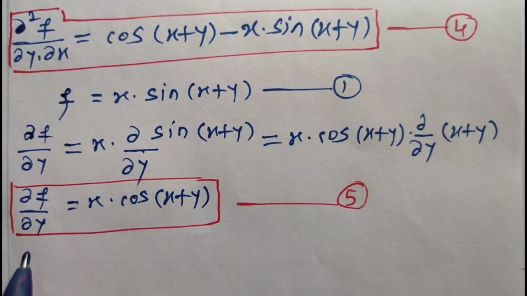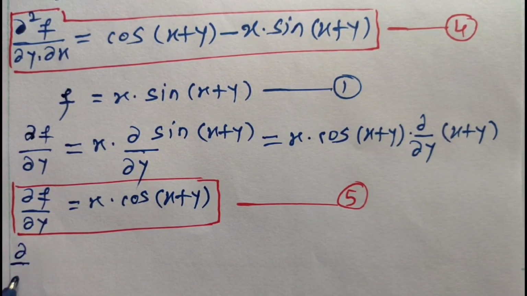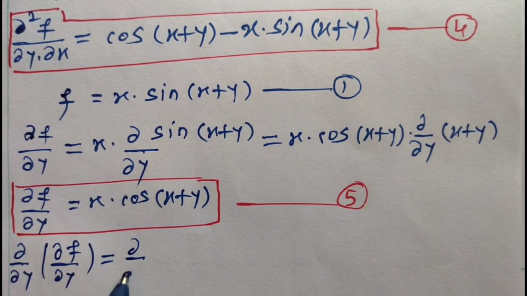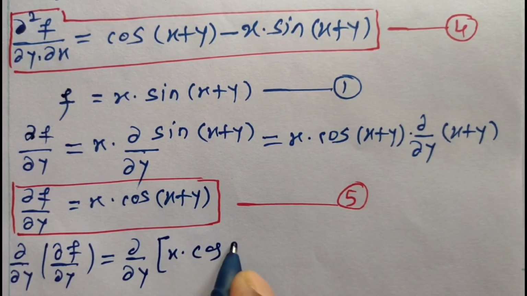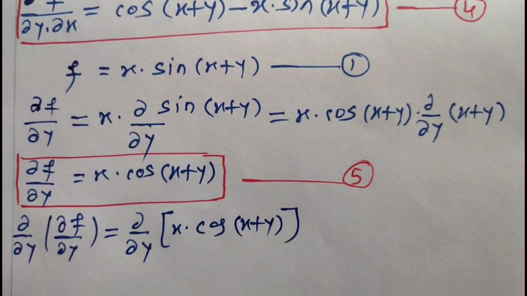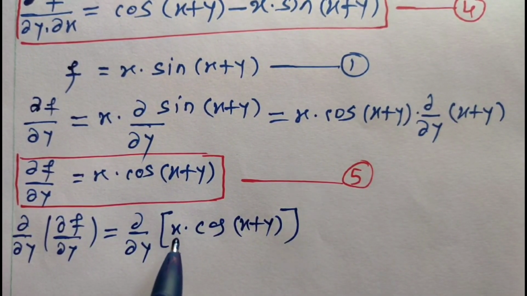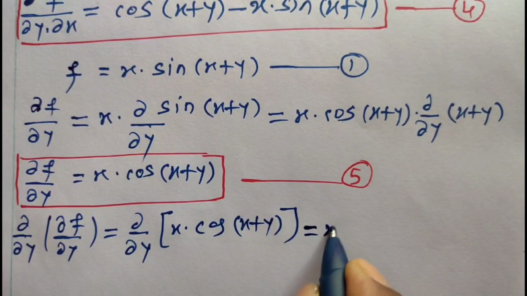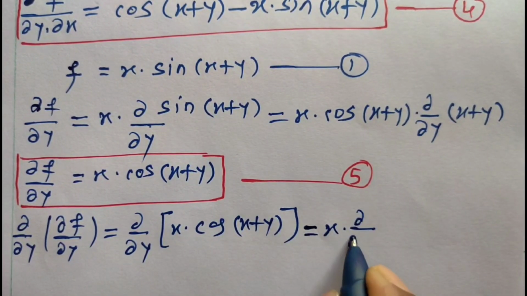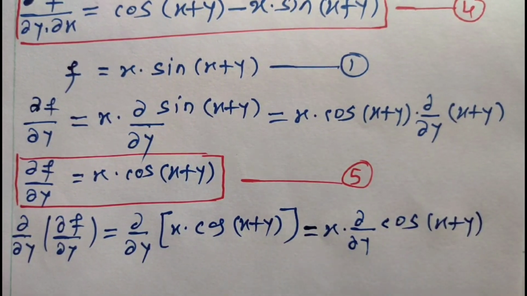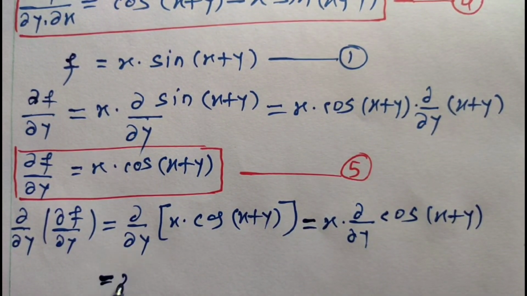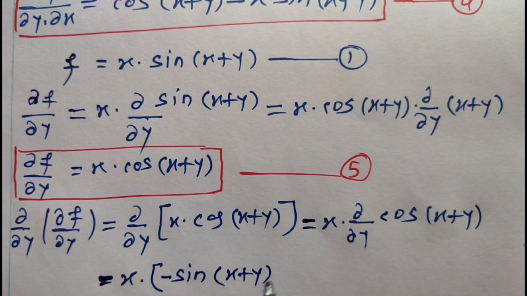Partially differentiate both sides of result number 5 with respect to y. So the partial derivative with respect to y of the left hand side is equal to the partial derivative with respect to y of the right hand side, x into cos of (x plus y). We are differentiating with respect to y, so we consider x and functions of x as constant. This is equal to x into the partial derivative with respect to y of cosine of (x plus y). And this is equal to x into the derivative of the cosine function, which is minus sine of (x plus y), into the partial derivative with respect to y of (x plus y).